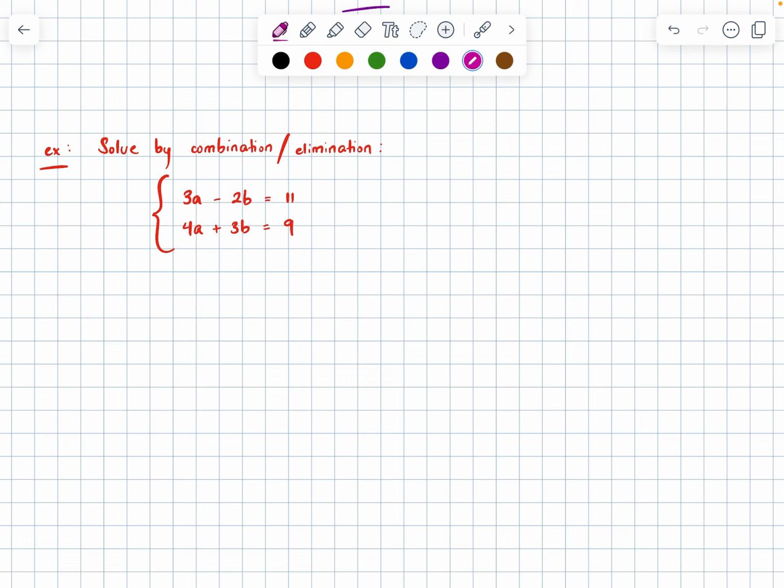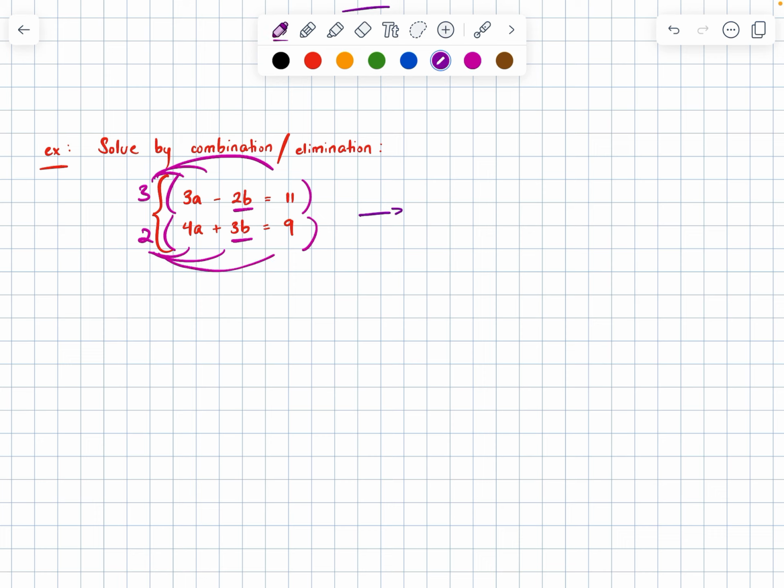And stop. So let's say, again, you could do the a's if you wanted to. Let's say that I want to get rid of the b's. In order to get b to have the same coefficient, I need some number that both 2 and 3 multiply to. The best number for that is probably 6. So I'm going to take the top equation. In order to turn 2b into 6b, I need to multiply by 3. In order to turn 3b into 6b, I'm going to multiply by 2.